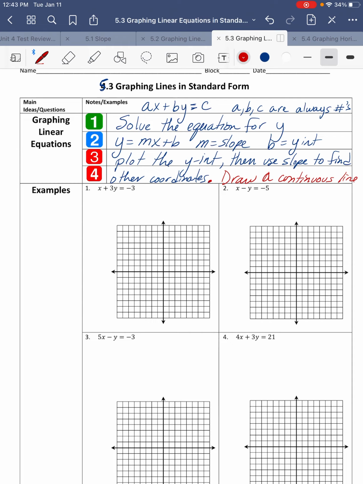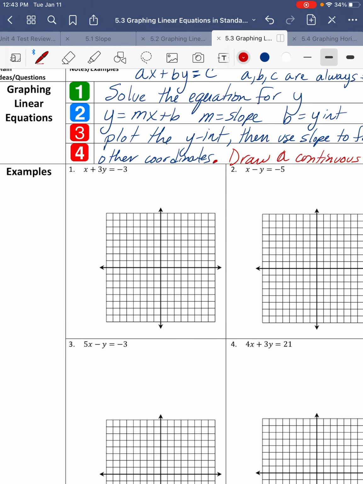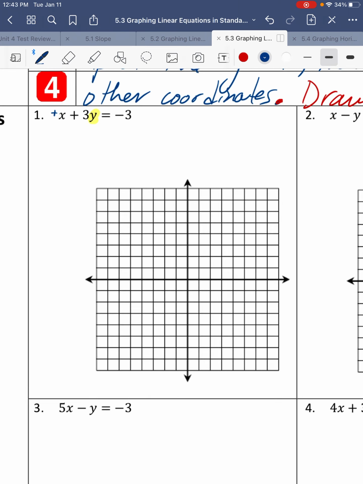So on example number 1, we need to get the y by itself. So the very first step would be to move the terms. And if you're thinking, well, what's a term? Well, there's 3 terms here. We have x, 3y, and negative 3. We need to get the y by itself. So if you have any terms, we have an x term here. The x term is positive. So let's subtract x, and subtract x on the right.